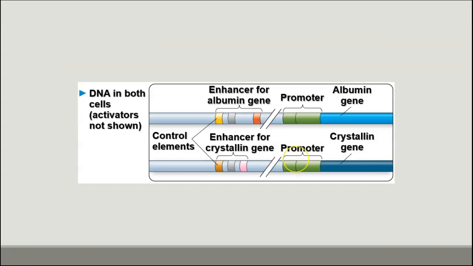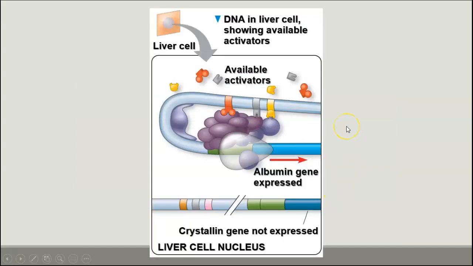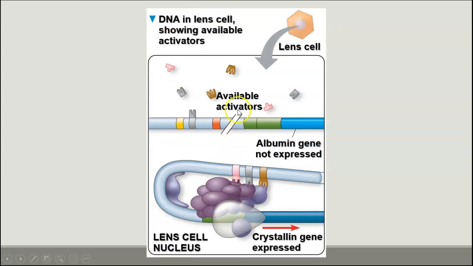So this is DNA that's found in different kinds of cells. We've got an insulin gene, an albumin gene, which is a type of protein, and a crystalline gene, which is a gene to make the material that's in the lens of your eye. And so you've got enhancers for both of those that are distal to the genes. In the liver cell, you've got different activators available that are going to express the albumin gene, but not the crystalline gene. But in the lens of the eye, you have different activators available that will stimulate the production of the crystalline rather than the albumin. It just depends on various things, and again, it depends on the type of cell and what's going on there.